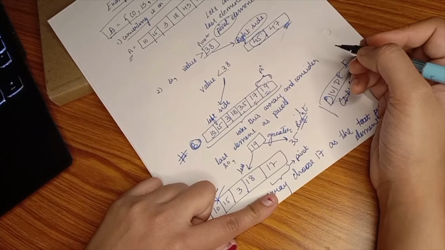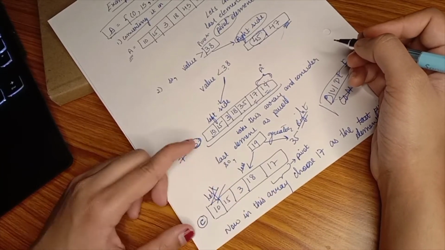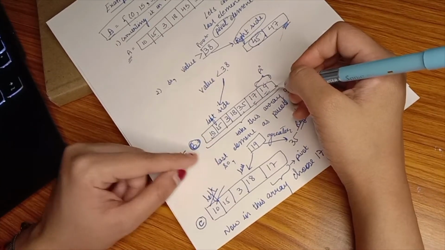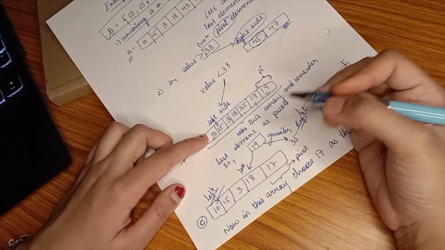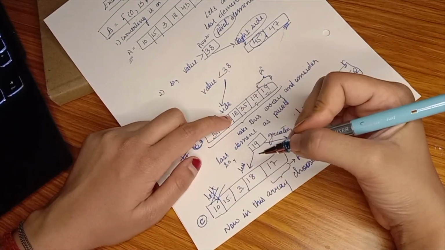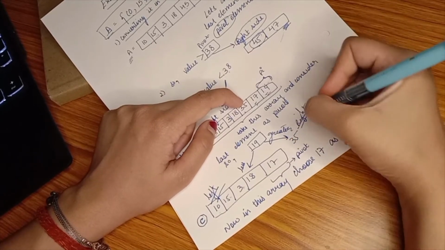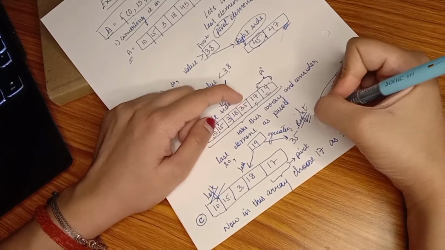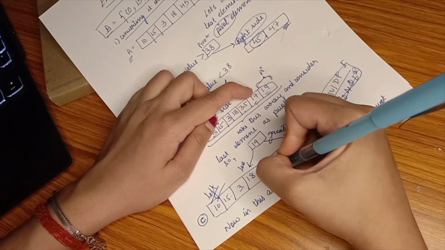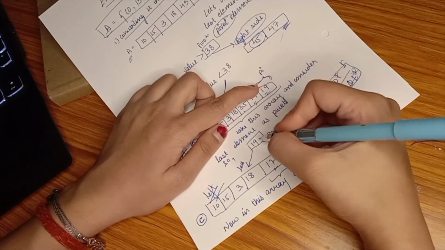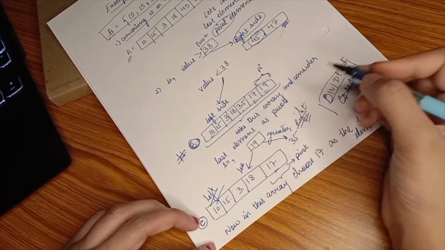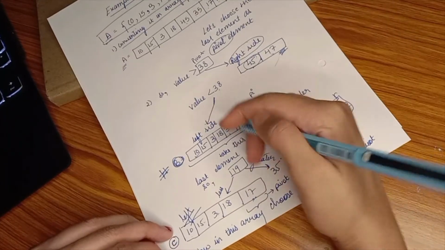And then again we'll choose the pivot element. Now choosing the elements which are less than 19: 10 is less than 19, 15 is less than 19, 3 is less than 19, 18 is less than 19, 35 is greater than 19, so here we are keeping it to the right side. 17 is less than 19, we are keeping it to the left side, and 19 is our main element, that is the pivot element.